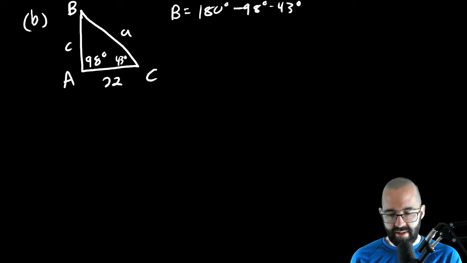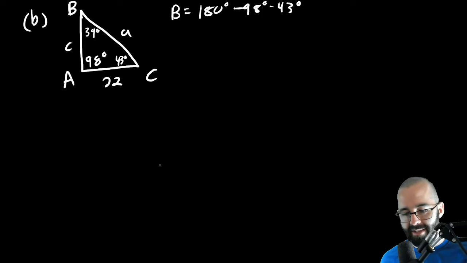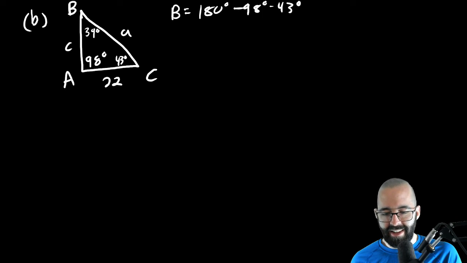So B is going to be 180 degrees, minus 98 degrees, minus 43 degrees. I don't know if I can do that in my head. That's 141. Is it 39? Maybe. I think so.